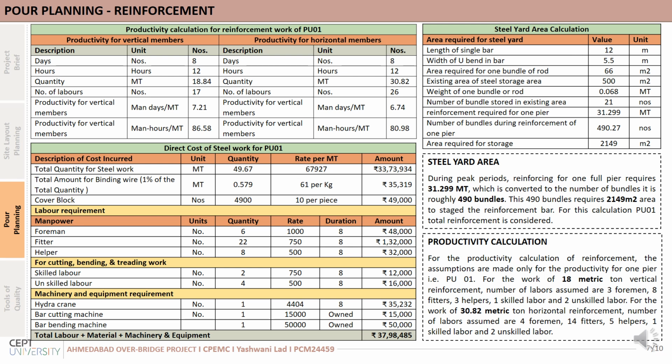lakhs. Further, we calculated the area for the steel yard during the peak reinforcement requirement, which turns out to be 2,149 square meters of area for 31 metric ton of steel, as per our calculation from the MS schedule.